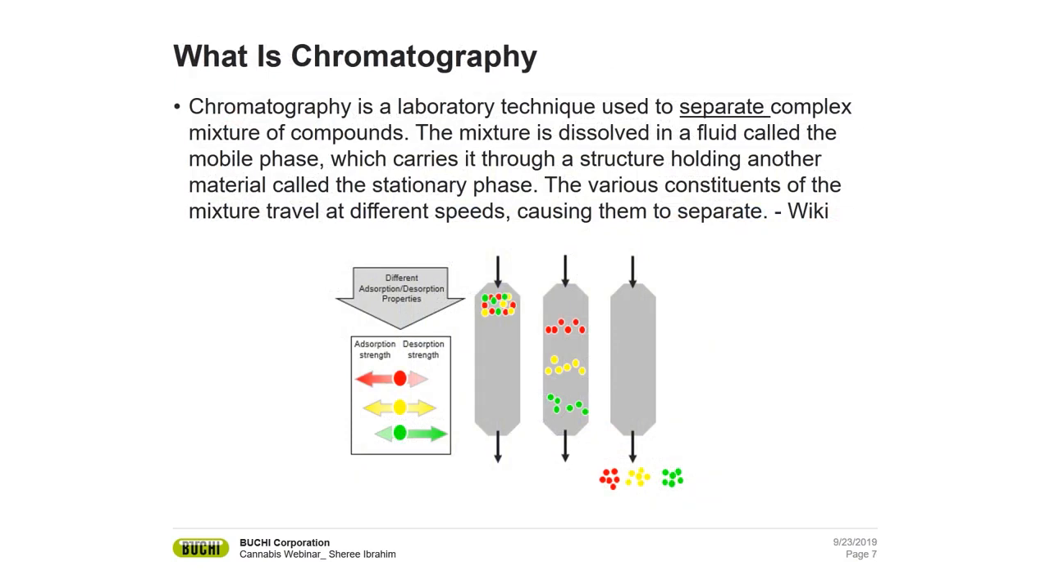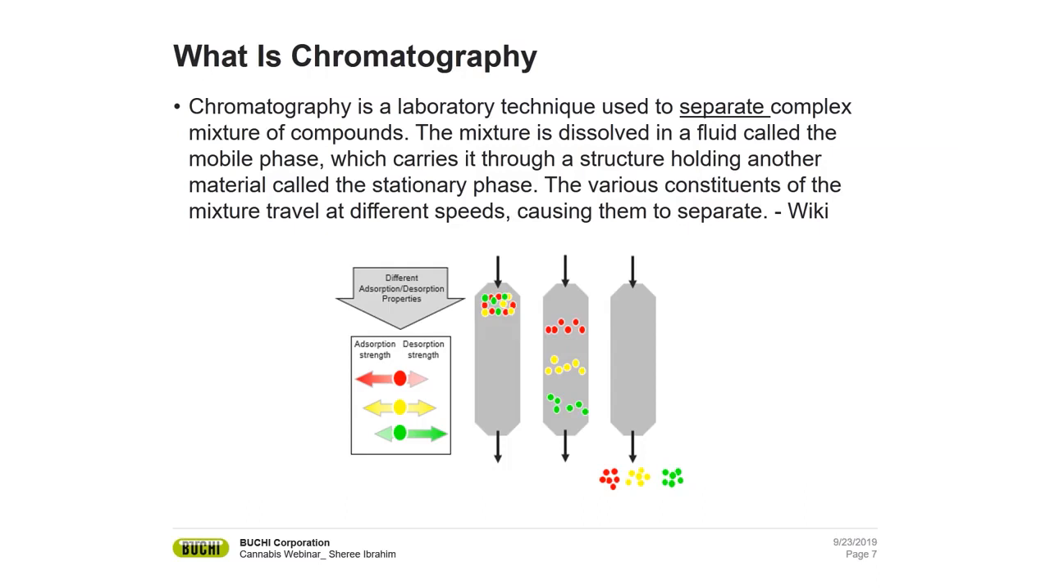Today's topic is chromatography. Some of you might not be familiar with this term, but chromatography simply means separation. It's a laboratory technique used to separate complex mixtures of compounds. First, the mixture is dissolved in a fluid called the mobile phase, which carries it through a structure holding another material called the stationary phase. So the stationary phase here is going to be our cartridge. The various constituents of the material travel at different speeds, causing them to separate.